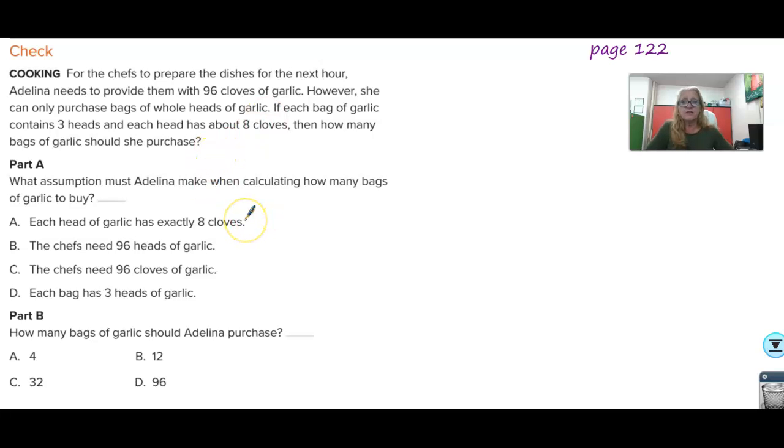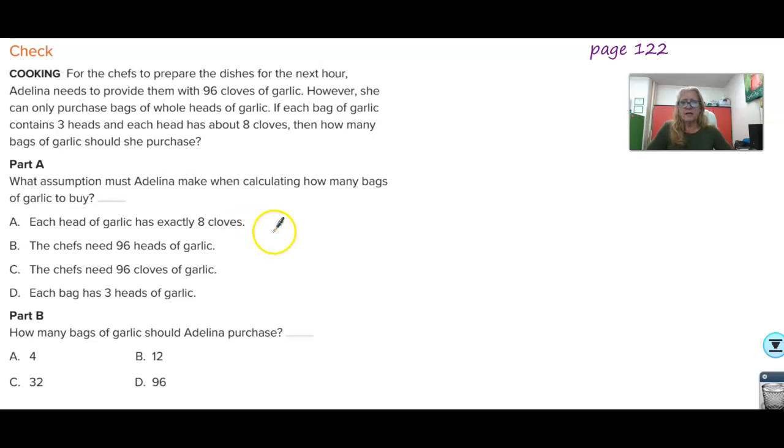Well, the assumption is that each head of garlic has exactly 8 cloves. Because we're going to do the math, we got to assume they're all the same. We're not assuming the chefs need 96 heads of garlic. We're not assuming the chefs need 96 cloves of garlic. We know that. And each bag has 3 heads. We know that. What we are assuming is that each bulb has 8 cloves, which if you've ever used fresh garlic is not necessarily a given.